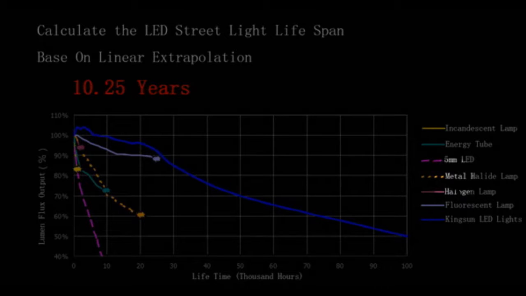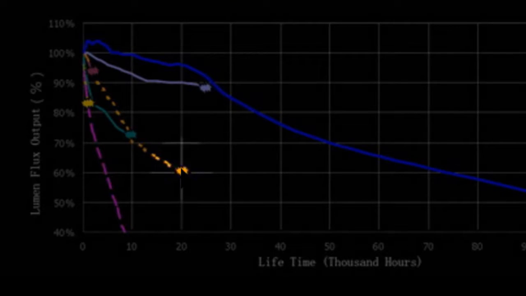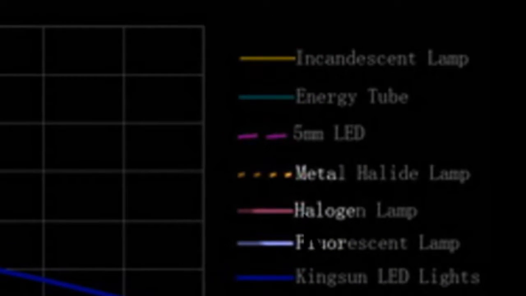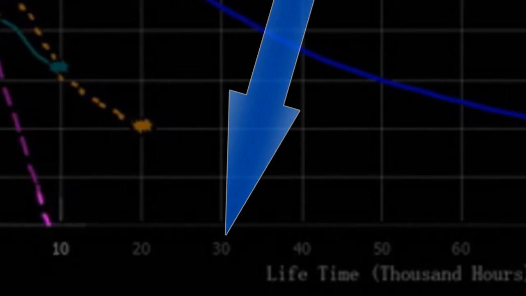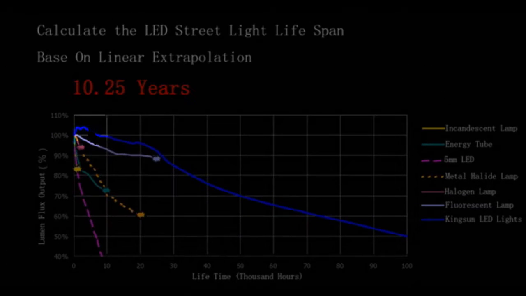A metal halide lamp is the yellow dotted line right there, to about 2 years. We've got a halogen lamp which sits there, very short lifespan. We have fluorescent lamps which sit there, about 2, almost 3 years is the span. And a Kingston LED light, the blue line right there, has a lifespan of about 10.25 years.